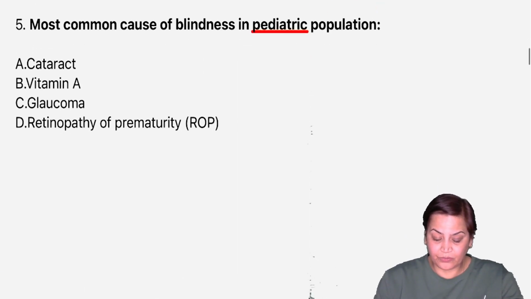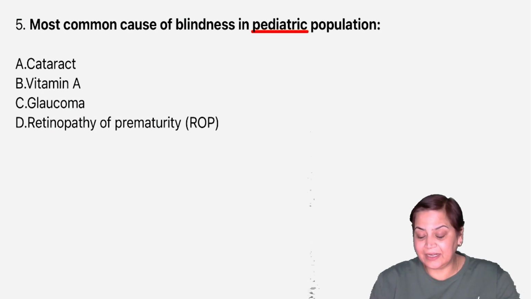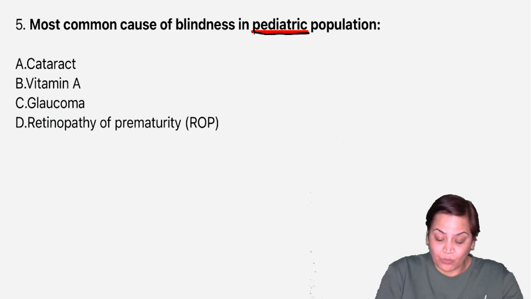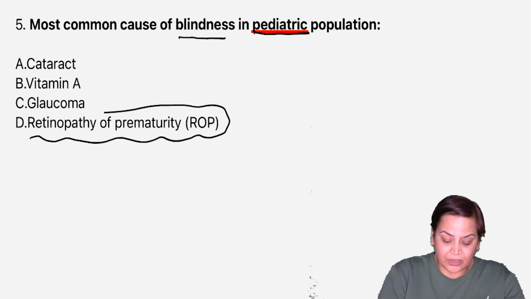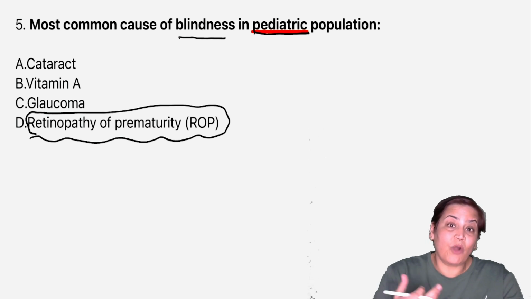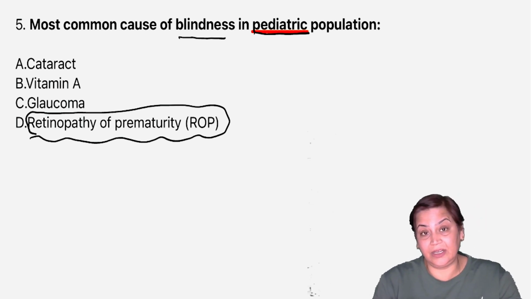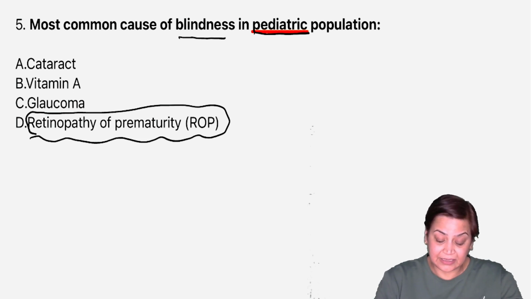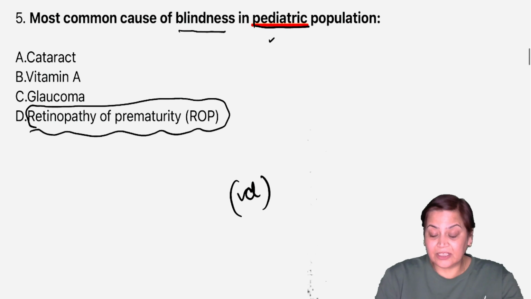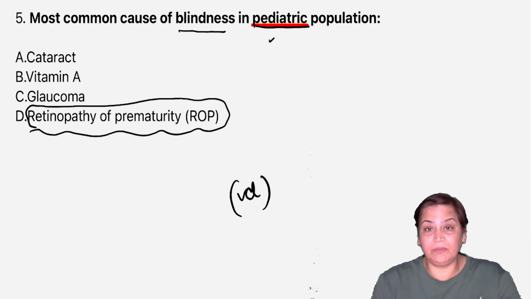Then moving on to the fifth question, most common cause of blindness in pediatric population. Whenever we talk about children, the most common cause of blindness has to be retinopathy of prematurity. Why? Because when the child is born, in premature infants there is not proper formation of the blood vessels in and around the retina. So it might lead to blindness. Alright, so the answer to this question has to be D. And ideally, I think this question should be asked in your pedia, not in biochemistry.